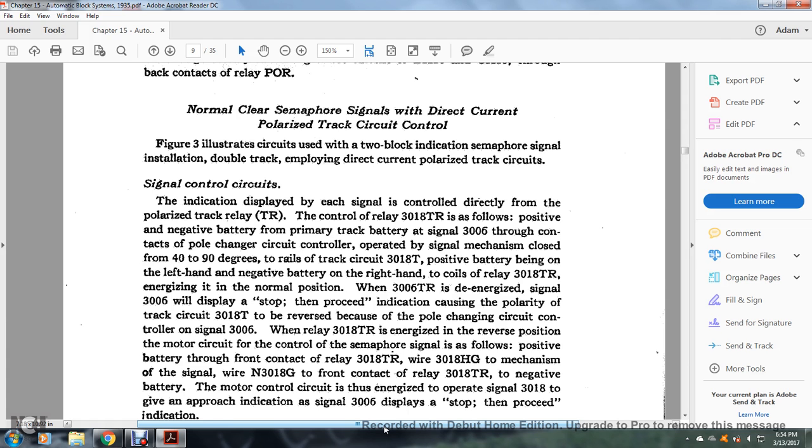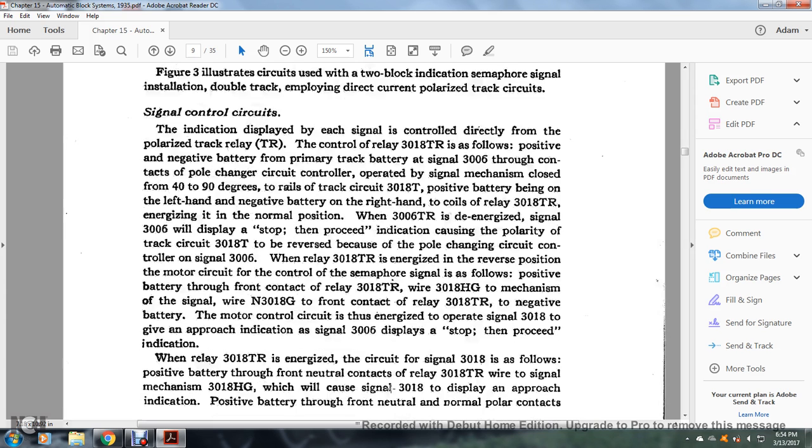The motor circuit with the control of the semaphore signal is followed: the positive battery from the contact with the relay 3018 TR, wire 3018 HG, mechanism signal with the wire N3018G with the front contact relay 3018 TR with the negative battery. The motor control circuit is thus energized to operate 3018 to proceed to a given approach indication signal at 3006. Display stop and then proceed indication.